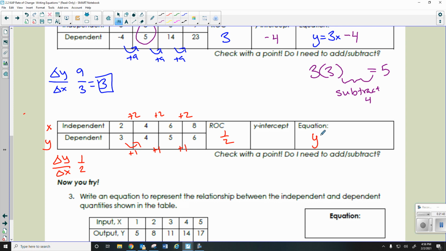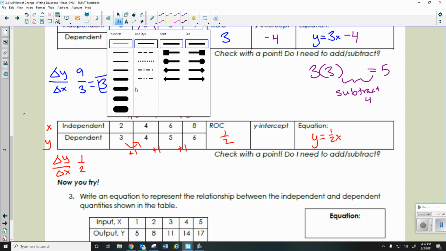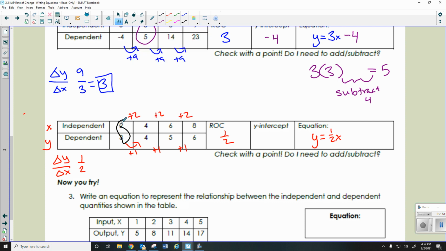So I'm going to start with that: y equals 1/2 x, but I'm going to check it with a point. Pick a point, any point. I'm going to choose this one. Oops, sorry, that's a 2, 3. I just scratched all over that. If I put in 2, if I do 1/2 of 2, do I magically get 3, or do I need to do something?